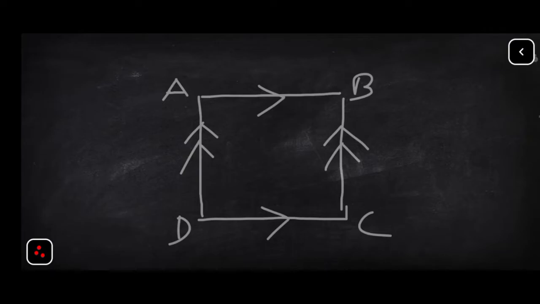See the figure, this is a square. AD is parallel to BC and AB is parallel to DC. So there are two pairs of parallel sides. So a square is not an example of a trapezium.